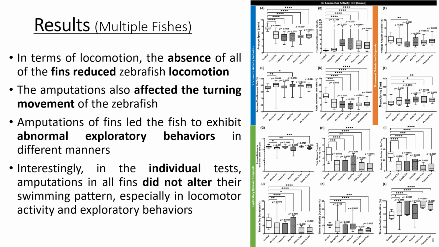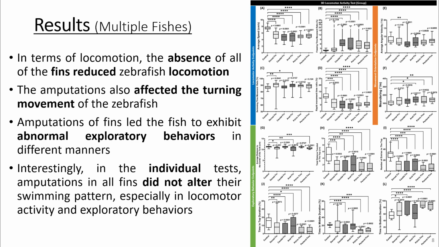Here, the swimming behaviors of the fin-amputated fishes in a group were observed 2 days post-amputation. From the results, amputations of fins affected the swimming behaviors of zebrafish. In terms of locomotion, the absence of all of the fins reduced zebrafish locomotion. Meanwhile, regarding their movement orientation, even though none of the amputated groups showed a statistical difference in the average angular velocity, except for the caudal fin amputated group, the amputations affected the turning movement of the zebrafish. Next, similar to the locomotion results, amputations of fins led the fish to exhibit abnormal exploratory behaviors in different manners.